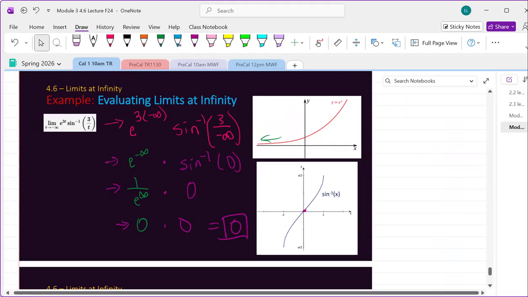Now, we very deliberately looked at t approaches negative infinity here. If we were looking at t approaches positive infinity, we would get infinity times 0, and then it would be, I don't know how those interact. And we would use a skill that we haven't learned yet.